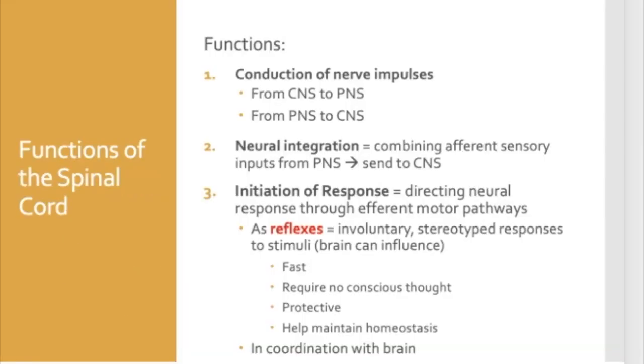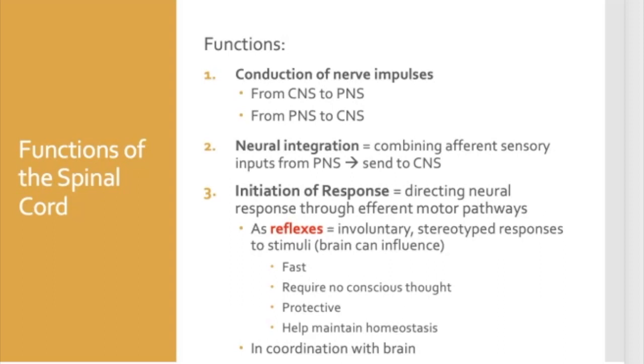The second lecture this week is about the spinal cord and the spinal nerves. And the first thing we discuss in the lecture is the functions of the spinal cord. Remember, the spinal cord conducts nerve impulses. It helps conduct nerve impulses from the central nervous system to the peripheral nervous system, and it helps conduct nerve impulses from the peripheral nervous system to the central nervous system. The spinal cord, remember, is part of the central nervous system, along with the brain.